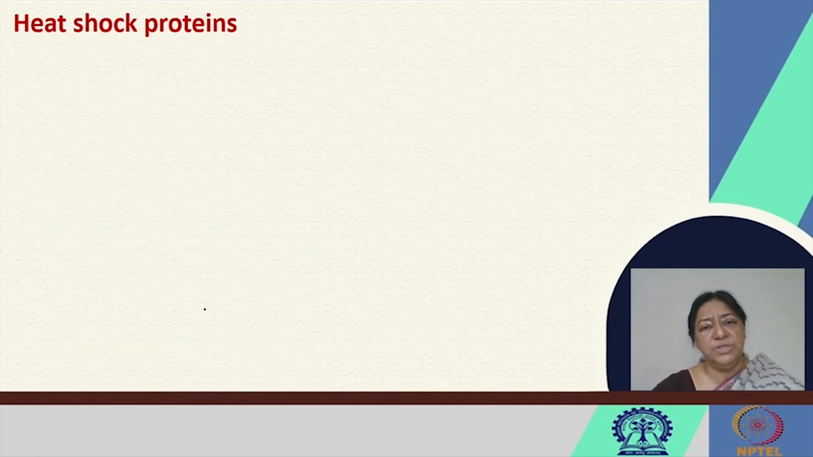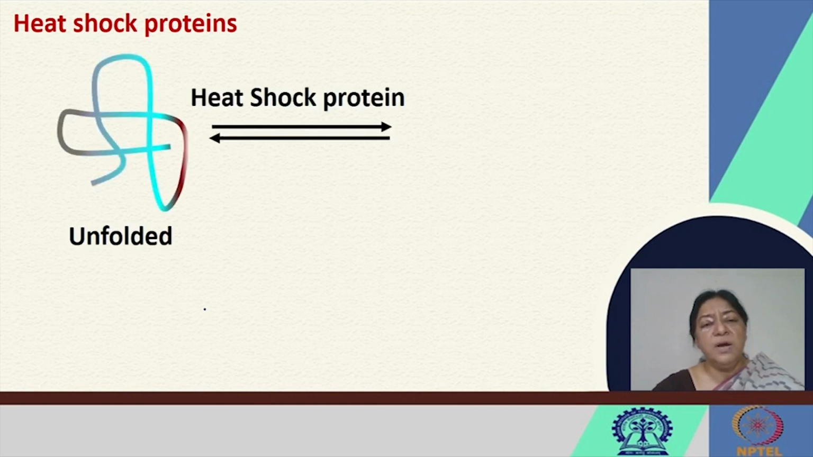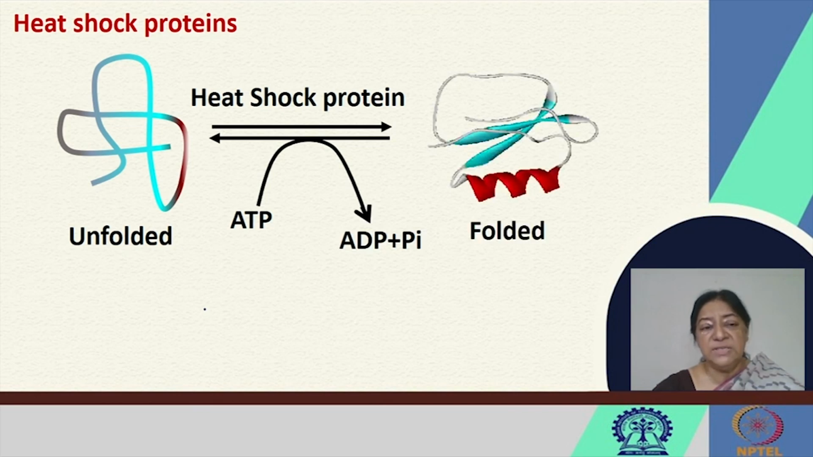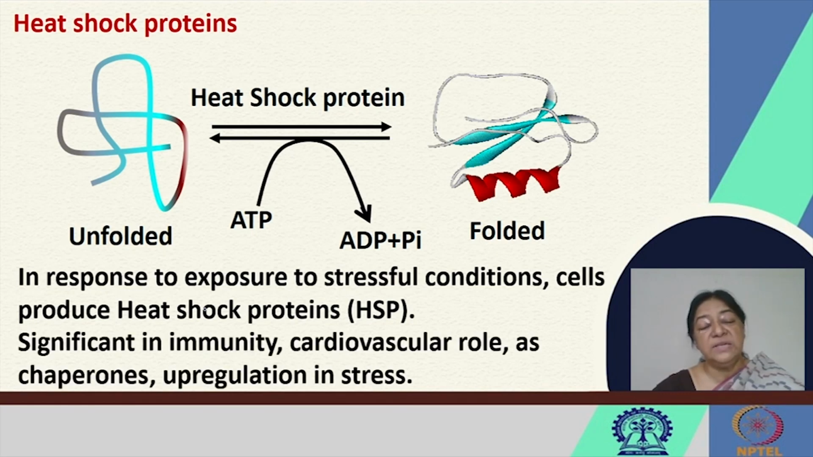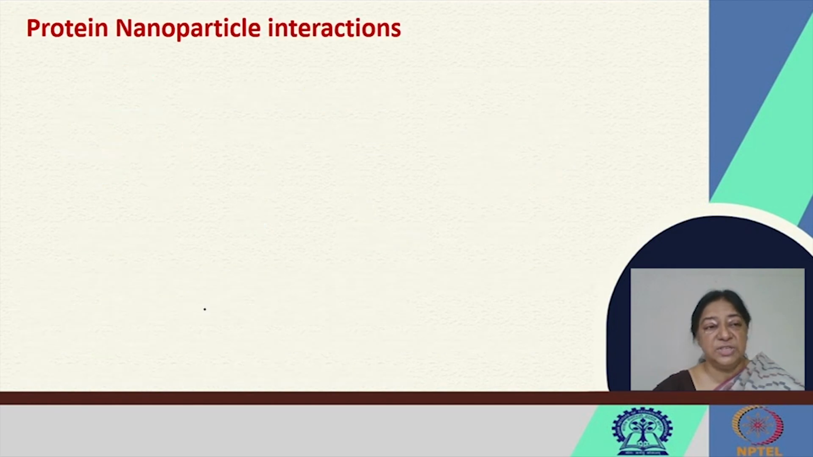For heat shock proteins, the chaperone proteins, they occur in a process where we have ATP hydrolysis taking an unfolded protein to a folded protein. So in response to exposure to stressful conditions, cells produce these heat shock proteins. The realization is that there is an unfolded protein that could form a folded protein. These play a significant role in immunity, cardiovascular roles in diseases, chaperones, and they have an upregulation under stress conditions.